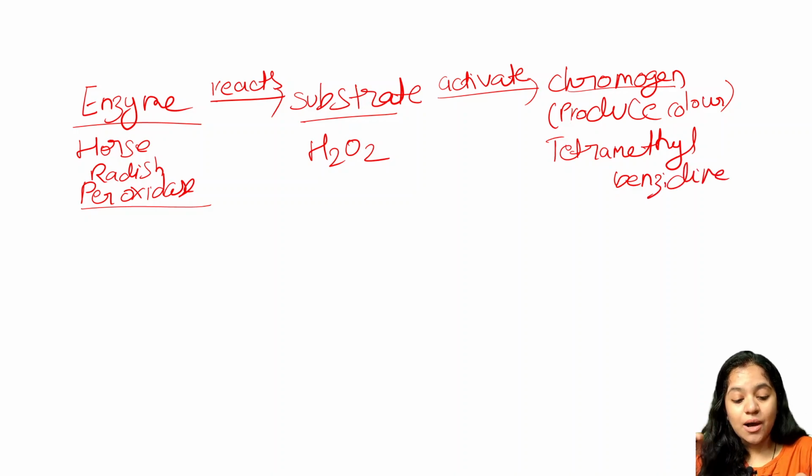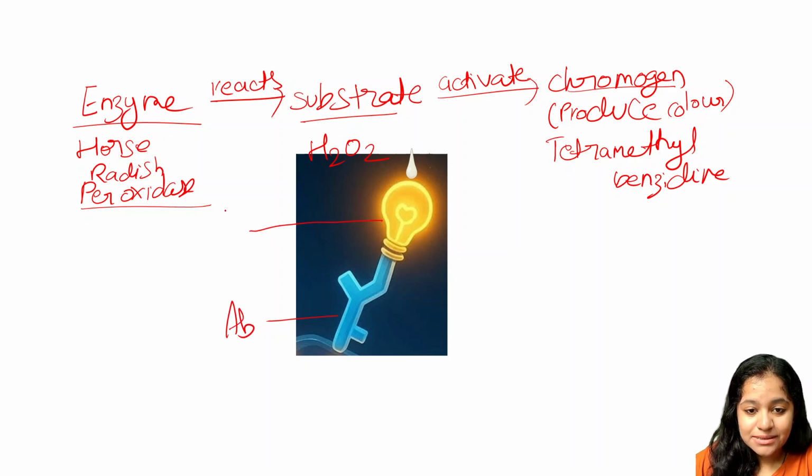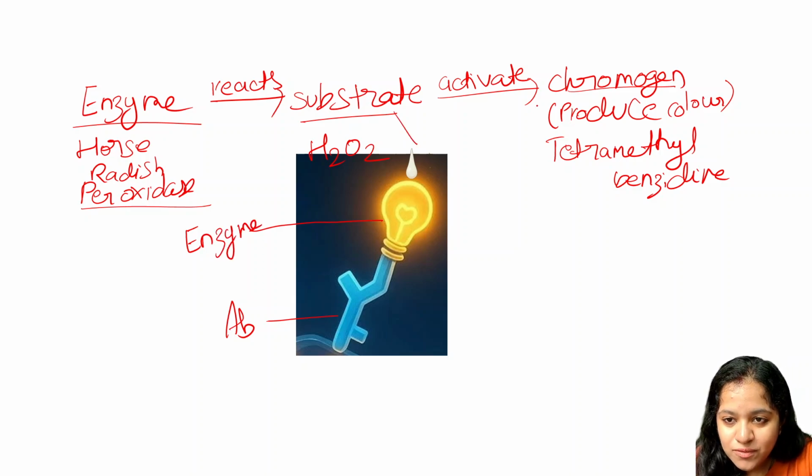Okay. Now, in your ELISA, enzyme is linked. Your enzyme is linked to an antibody. Okay. This is the enzyme. This enzyme bulb is the enzyme, linked to an antibody. So, when you add a drop of this substrate chromogen complex on this bulb, what happens? The enzyme reacts with the substrate and the reaction activates chromogen.